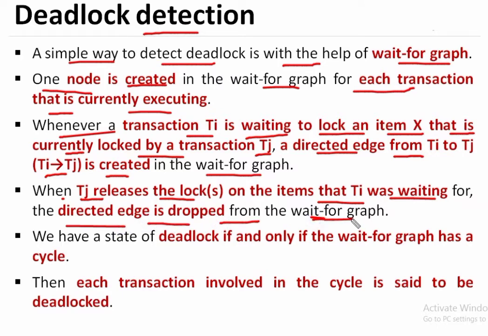the wait-for graph. We have a state of deadlock if and only if the wait-for graph has a cycle. So if the wait-for graph has a cycle, that means it is a deadlock condition. Each transaction involved in the cycle is said to be deadlocked.